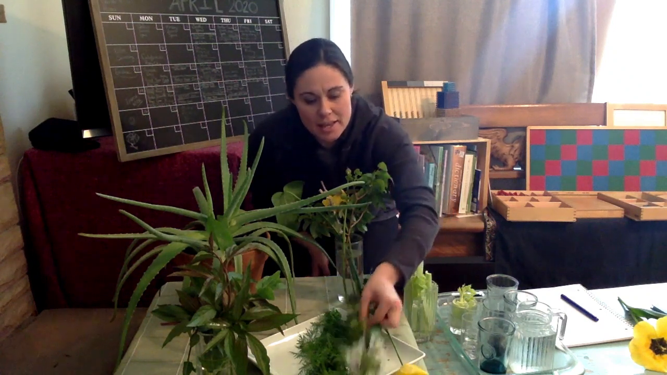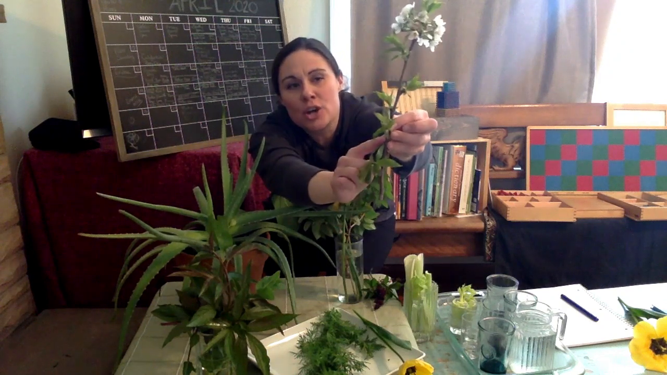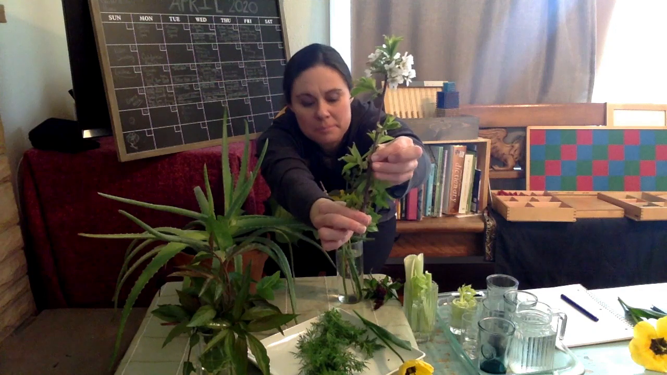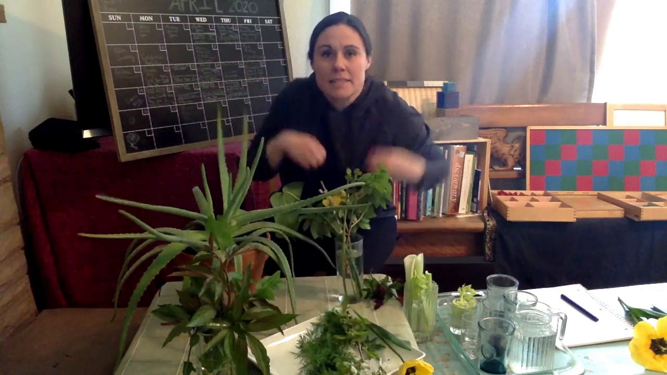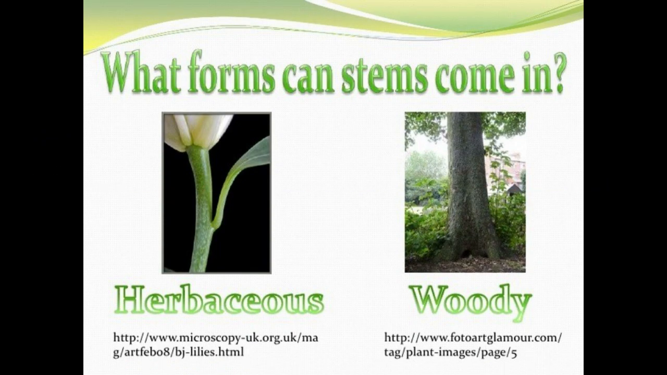Let's look at the parts of the stem so that we can easily see on the branchy, woody stem that there are nodes and leaf scars. Let's take a closer look.